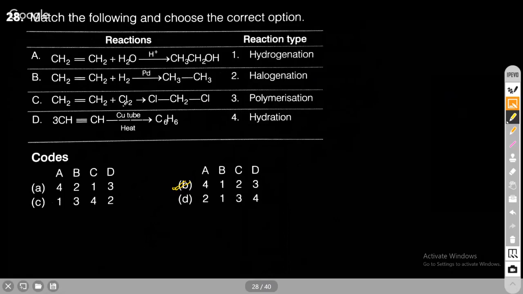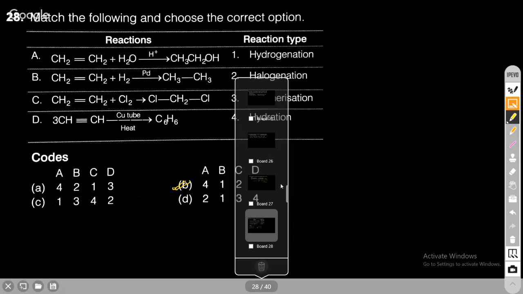This is the hydration, obviously H2O, H plus. This is hydrogenation, H2, Pd. This is the chlorination reaction, which is nothing but halogenation. And D is nothing but polymerization. Three molecules of this polymerize, right? So option B is correct. That question is an easy one.